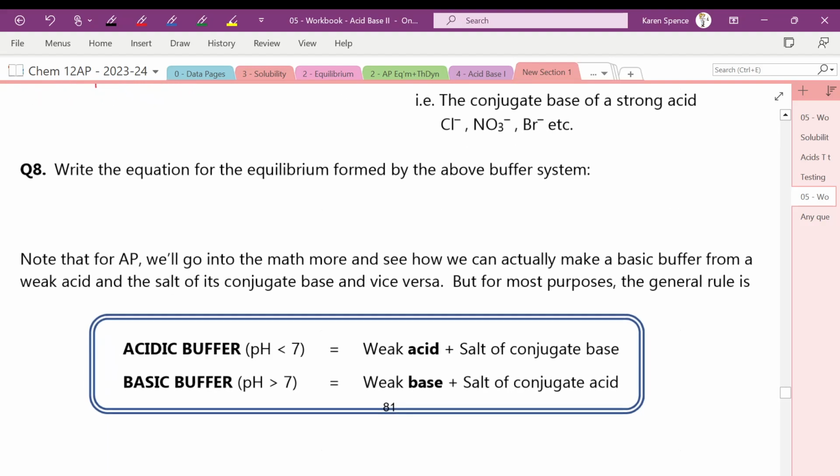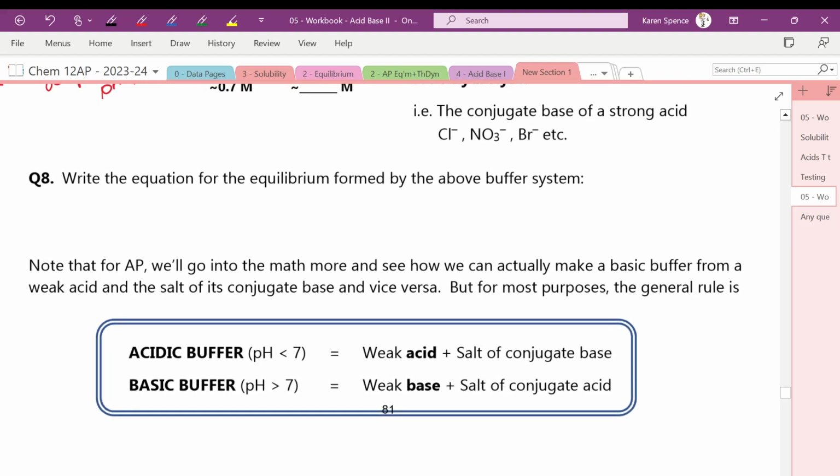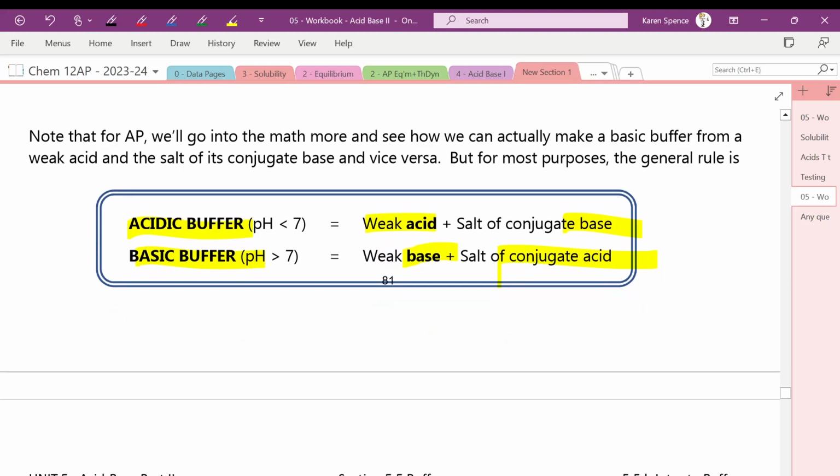For AP, we'll go into the math more and see how we can actually make a basic buffer from a weak acid and salt of its conjugate base and vice versa. But for most purposes, the general rule is acidic buffer, use a weak acid and the salt of its conjugate base. Basic buffer, use a weak base and the salt of its conjugate acid. Okay? Generally.